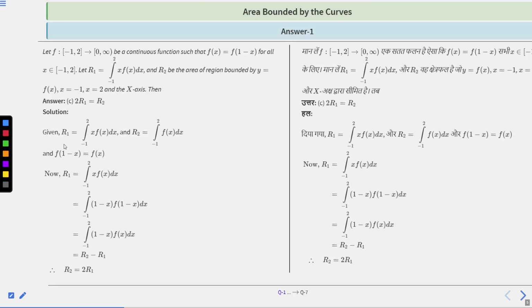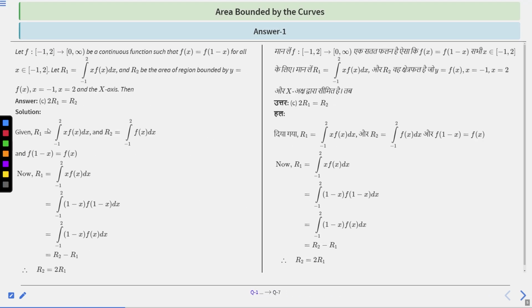Okay, let's move to the solution part. As given, R1 is equal to integration of -1 to 2 x f(x) dx and R2 is equal to integration of -1 to 2 f(x) dx, and f(1 minus x) is equal to f(x). Now, R1 can be written as equal to integration of -1 to 2 x f(x) dx, which is equal to integration of -1 to 2 (1 minus x) into f(1 minus x) dx. Therefore, it is equal to integration of -1 to 2 (1 minus x) into f(x) dx.